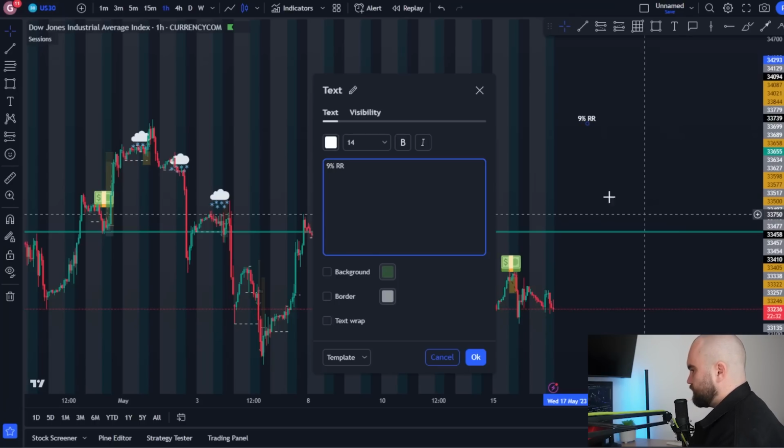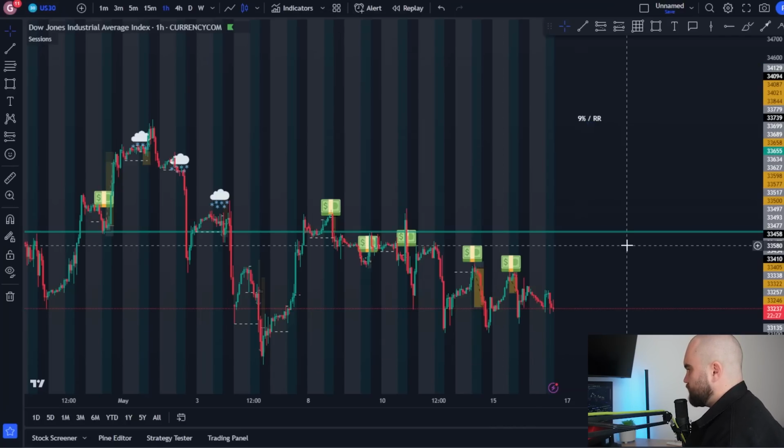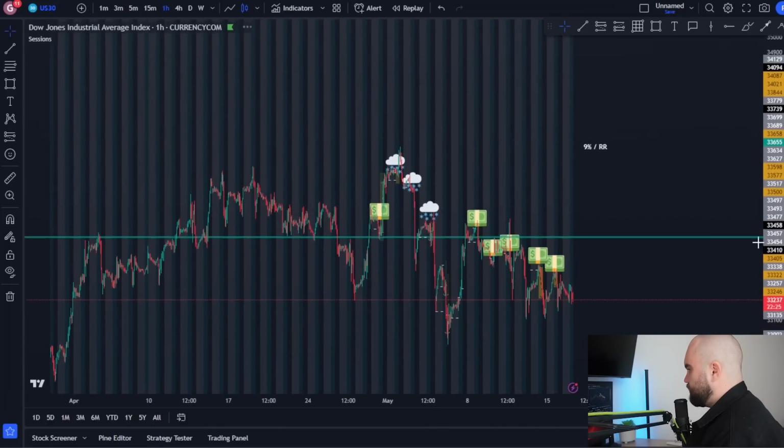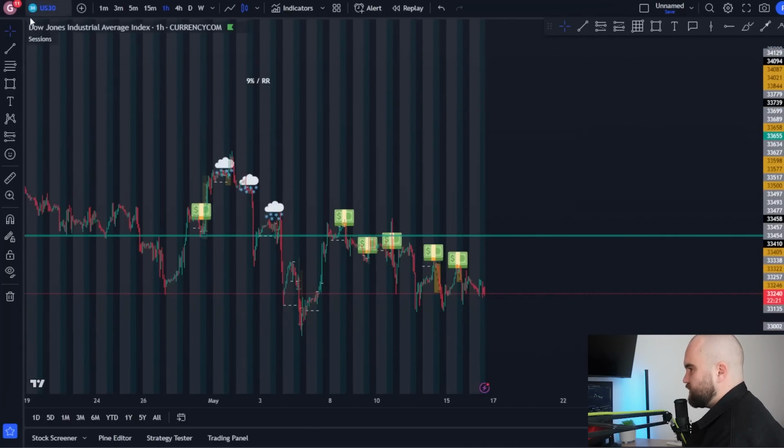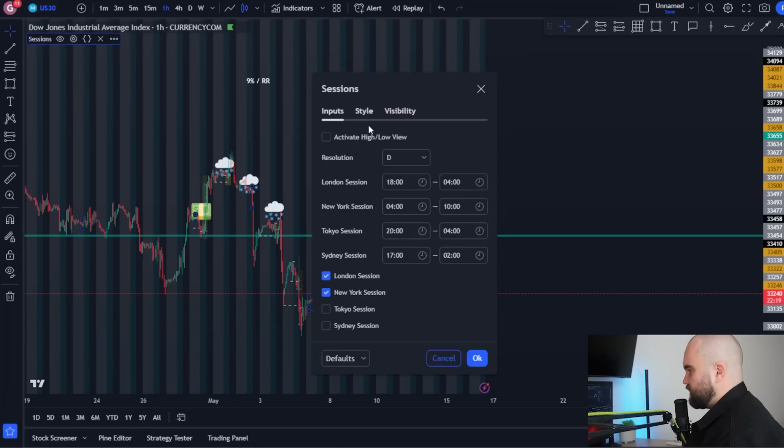So that is the London trading plan, guys. So you can trade London open with the Judas swing, just using these settings. If you want to see the settings again, here they are. London and New York, just set them to these times, okay, and change the colors to whatever colors you want. Make sure Tokyo and Sydney is switched off.